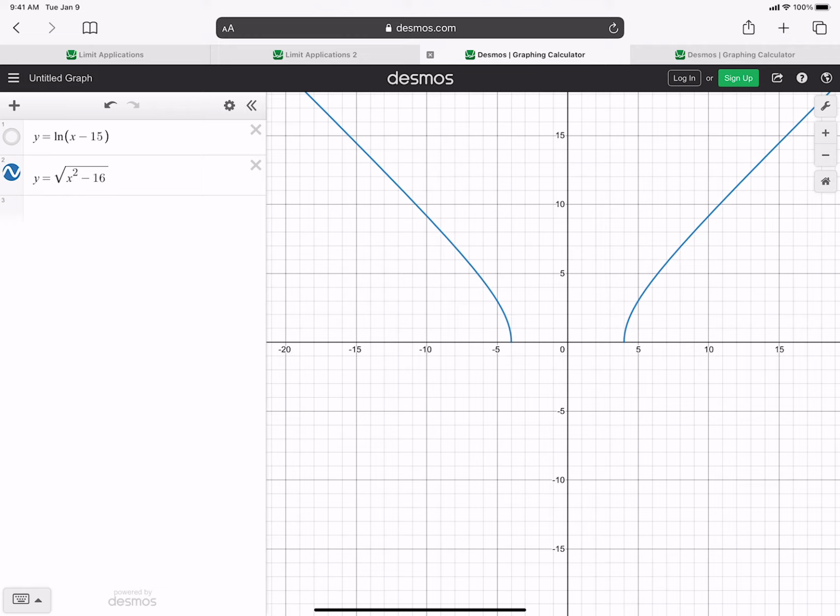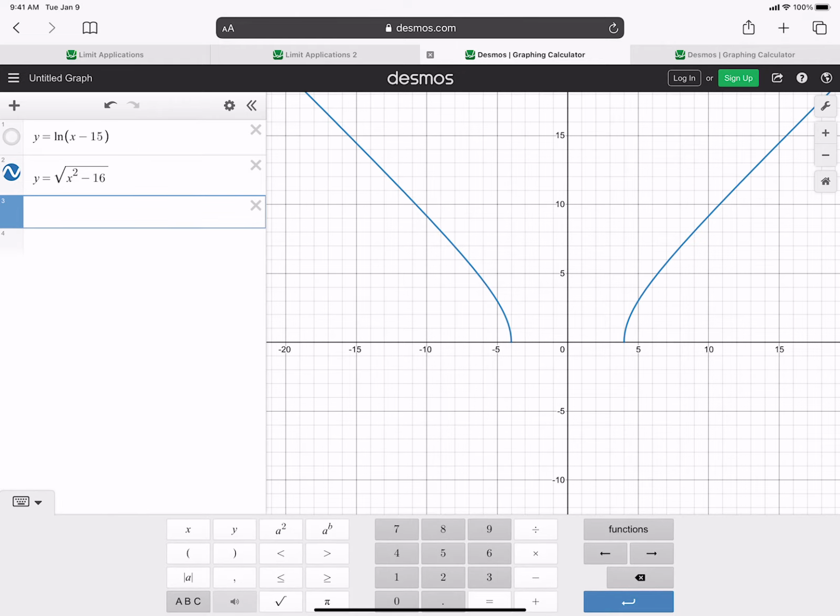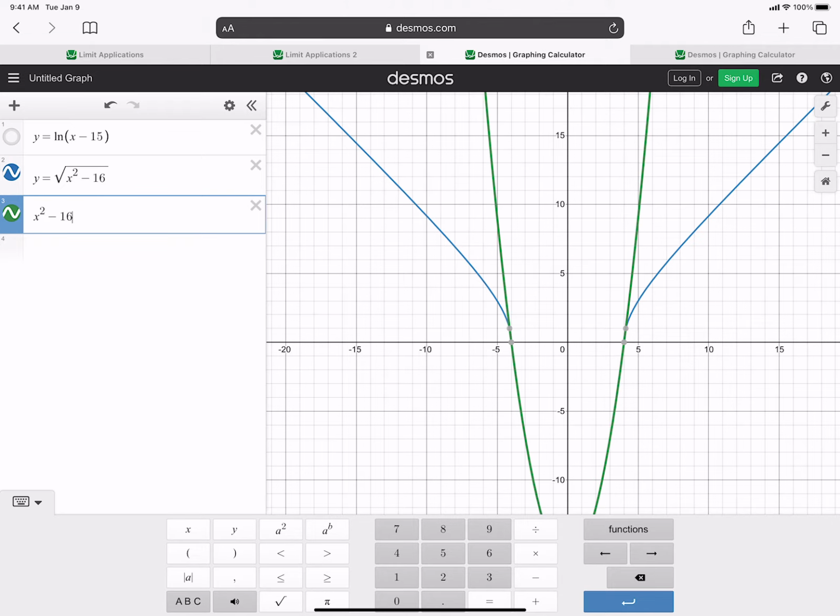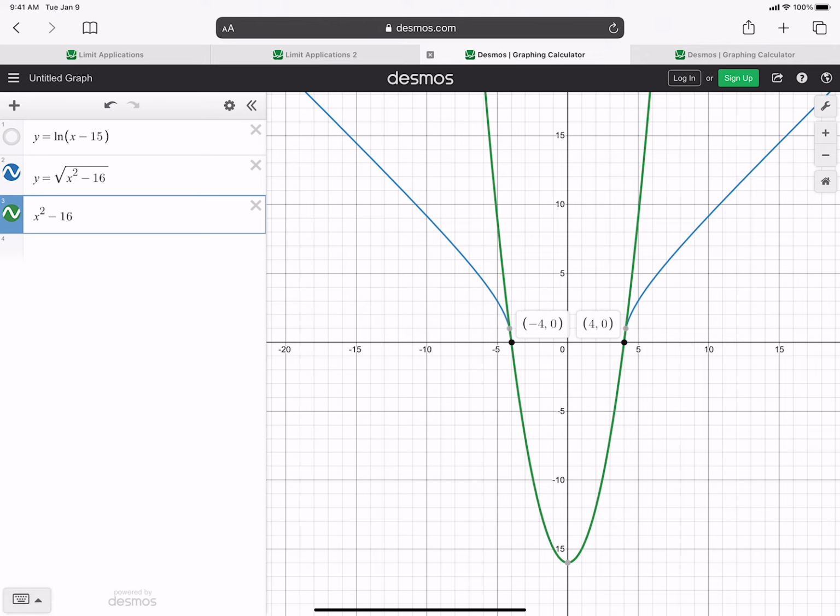And so we can see, okay, we've got a graph when x is less than or equal to -4 or greater than or equal to 4. And if you want to see that x squared minus 16 graph, there it is. You can see where it touches the x-axis at -4 and 4, the parts that are above the x-axis, that's where our blue graph exists. The part that's below the x-axis, we don't have a blue graph because it doesn't exist. Those points aren't in the domain of the blue graph.